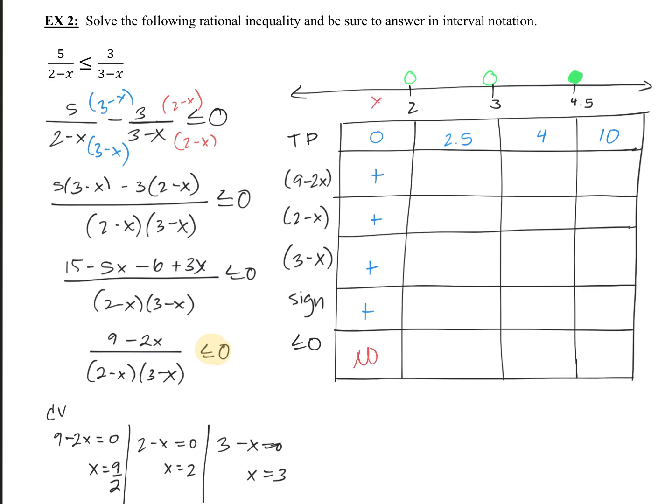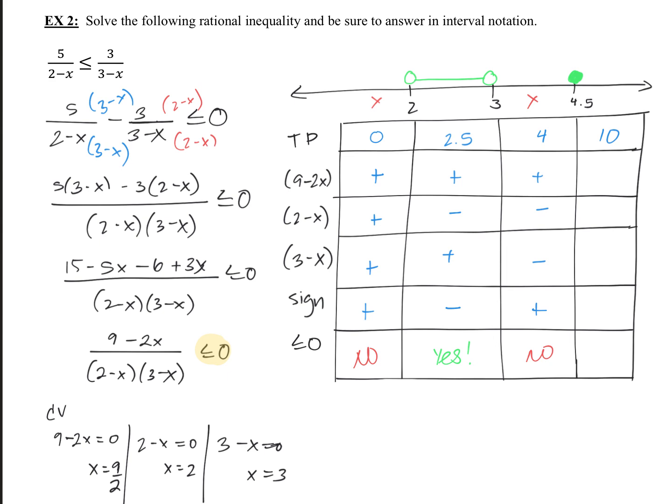Now let's go on to the next one. 2.5, that's a positive, a negative, and then a positive. Multiplying those all together, we'll get a negative. Is that less than 0? The answer is yes. So we'll take this interval here. That is true. Now let's take a look at the 4. That's going to be positive, negative, negative. Multiplying those 3 together, we'll get a positive. Is that less than 0? The answer is no. So that between 3 and 4.5 will not be part of our solution.